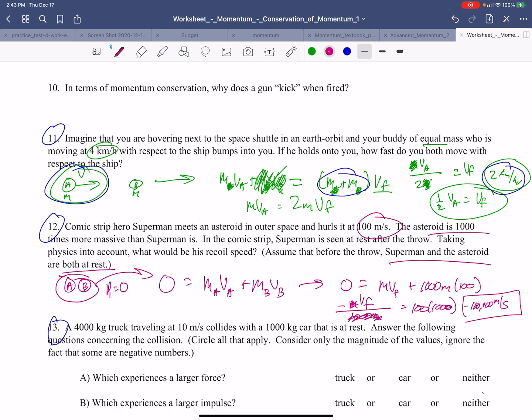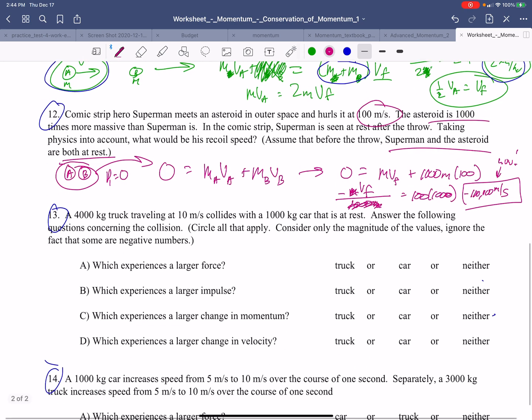So 100 times 1,000. The velocity of Superman is negative 100,000. Now, if that sounds super fast to you, that's because the whole point of this problem is to show you that the cartoons are super unrealistic. Surprise, surprise: if Superman was to hurl an asteroid, he would be flying backwards at incredibly high speeds. But that's how you would do that one.